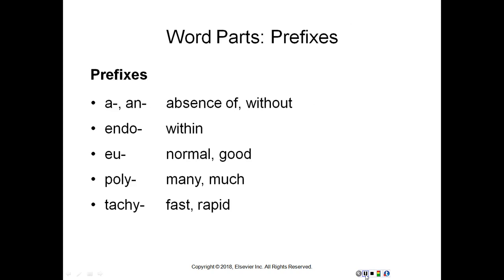All right, looking at prefixes now, and these are in your book. We have a and an, which is absence of or without. Endo is within. Eu is normal, good. Poly is many, much. And tachy is fast, rapid.